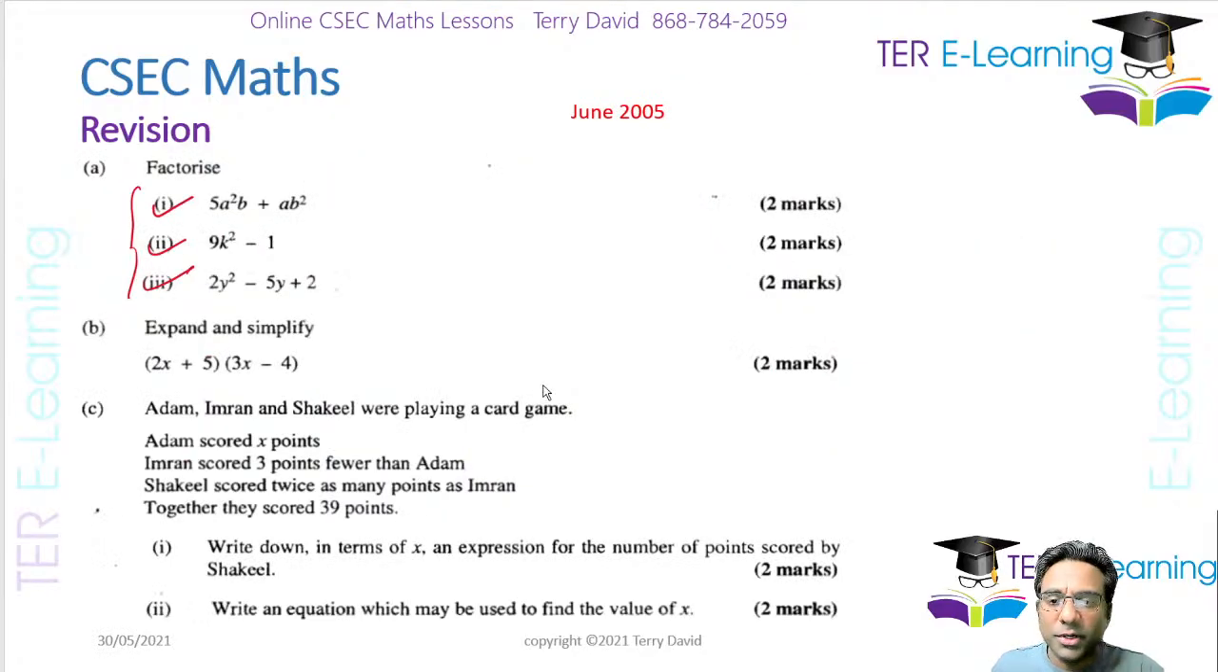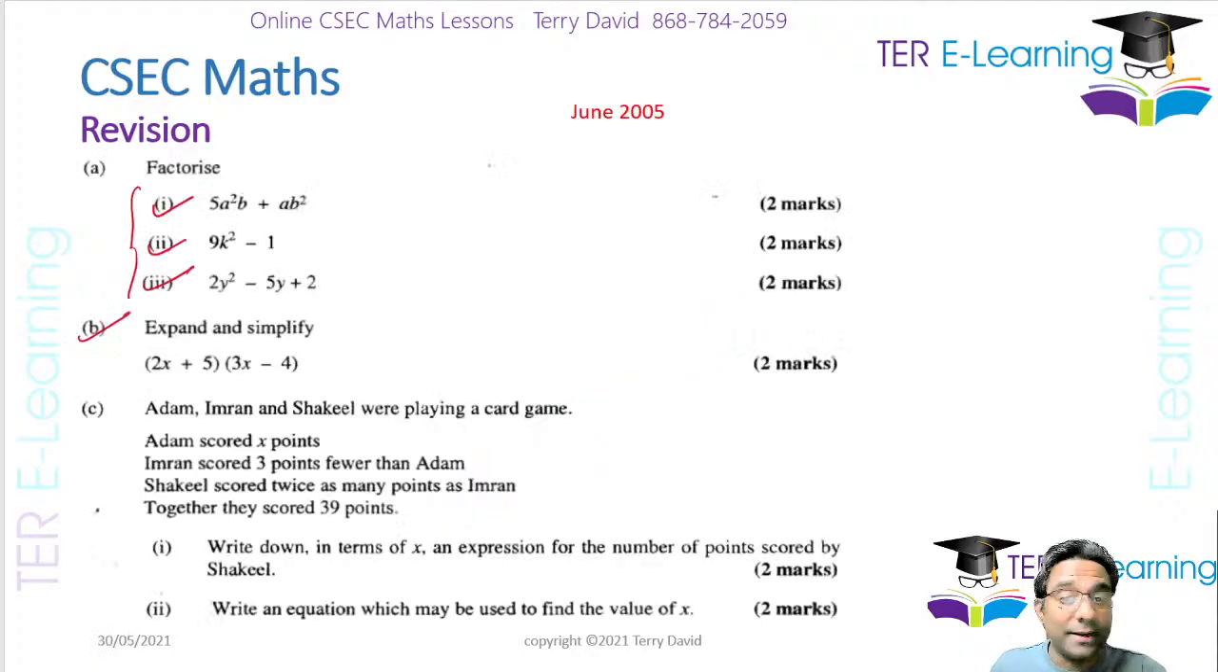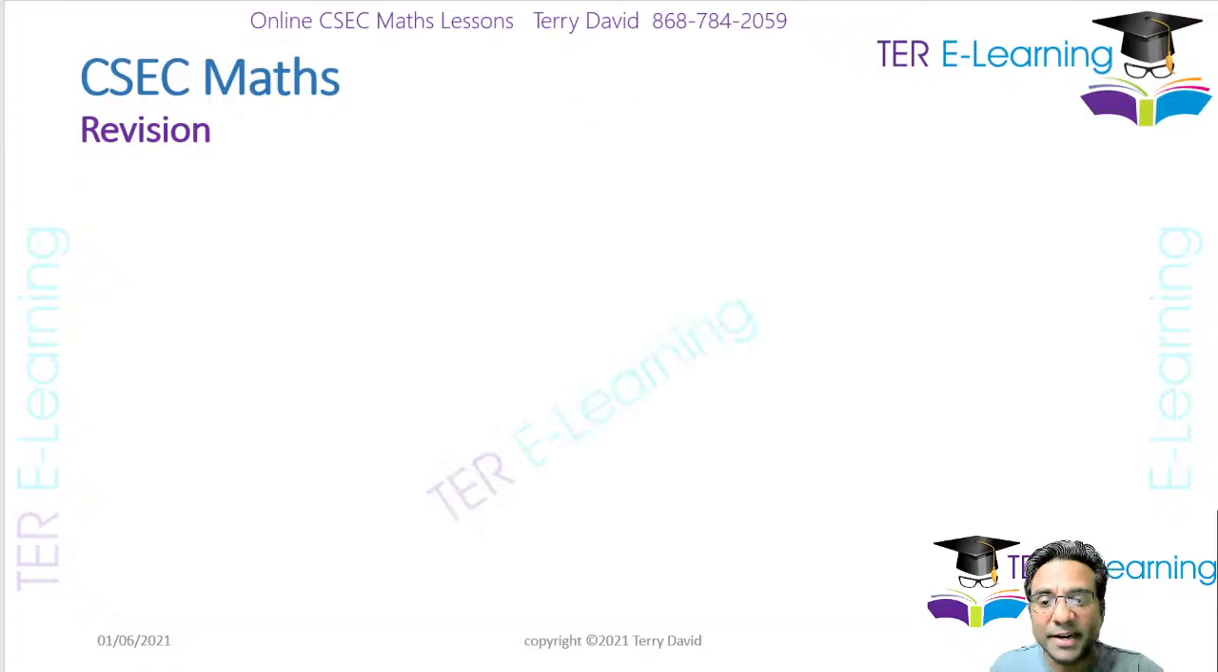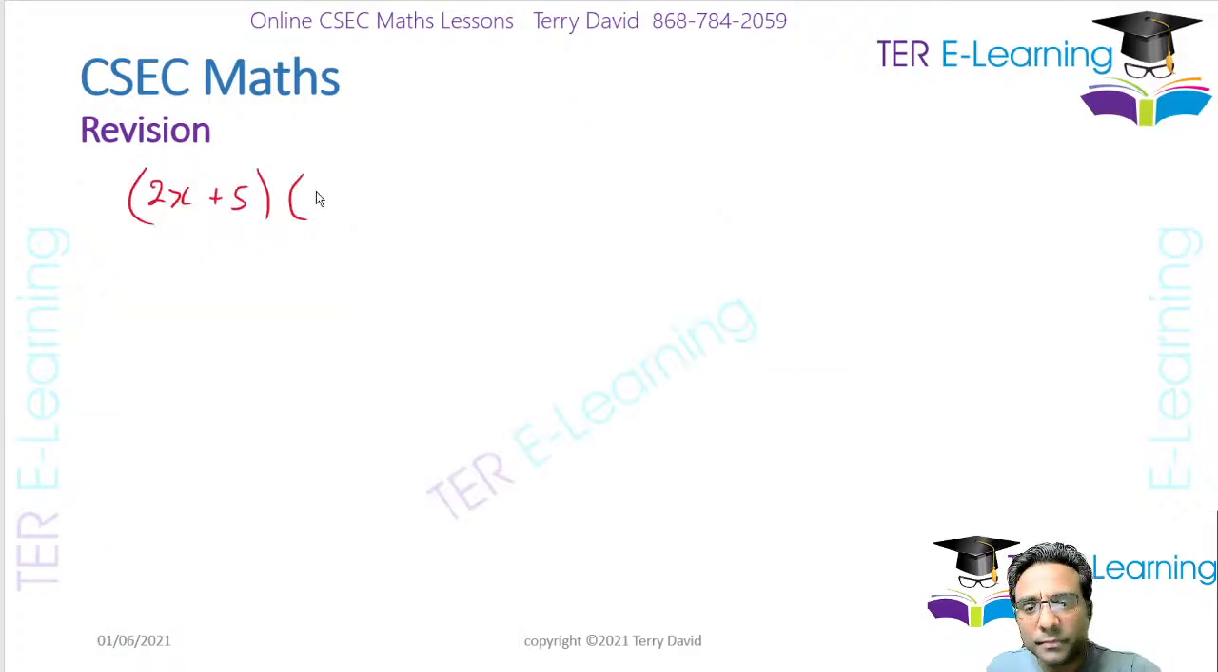So moving on now, the next part, they want us to expand and simplify this, right? So you want to expand and simplify. So this is the reverse process of what we just did, right? We have 2x plus 5. You have 2x plus 5. And you are multiplying that by 3x minus 4. You are multiplying this by 3x minus 4. That's what you're doing, right?